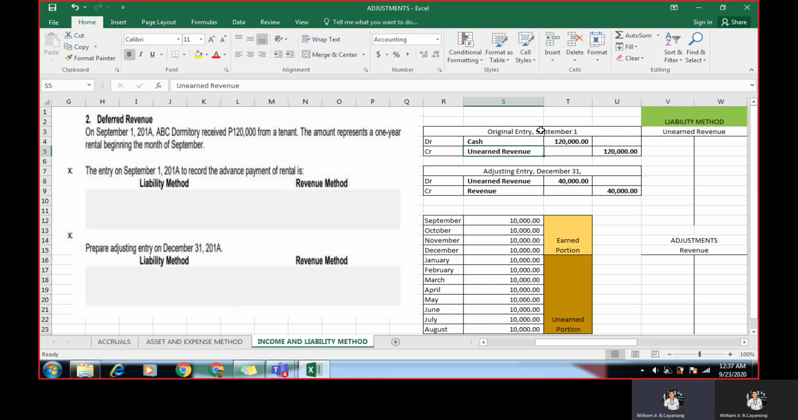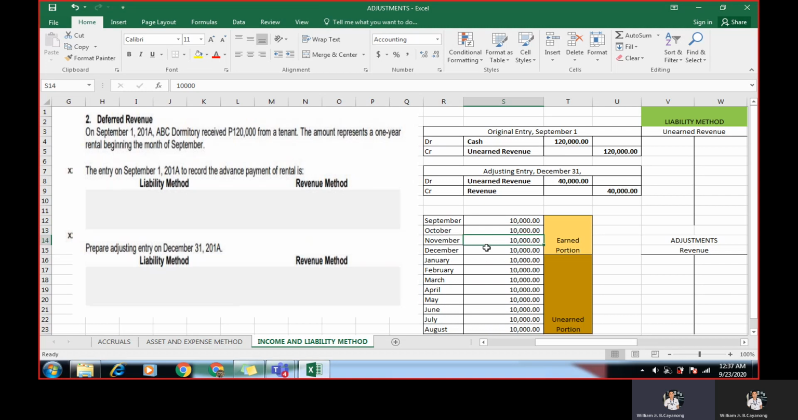Okay, but this is during September 1. What about during December 31? Since this is rent, I have here a schedule which begins September and it ends August, next year. So therefore, every month they will earn 10,000.